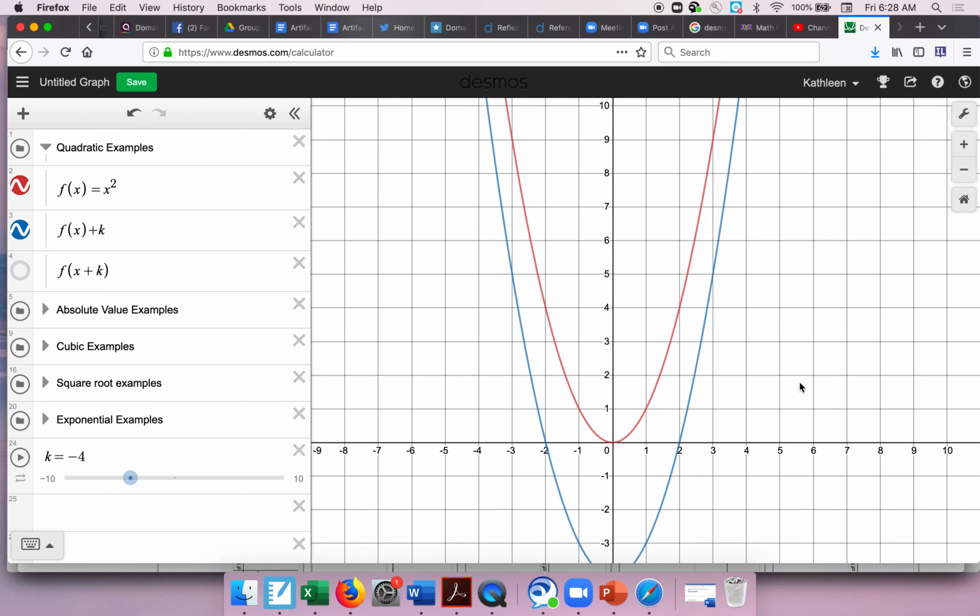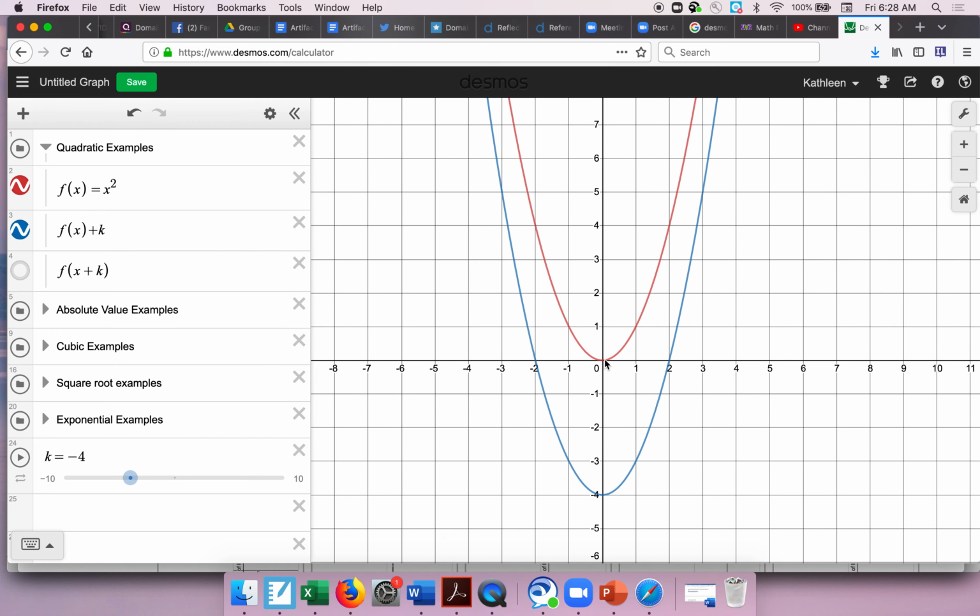Okay. Notice that every point moved down 4. Not just this point moved down 4. Let's look at the point that was up here at 4. Boom, it moved down to 0. Or this point that was at 4 moved down to 0. Look at the point that was here at 1. It's going to be at negative 3. Okay, so every point on the red graph moves down 4. Right? Same thing if I moved it up, they'd all move up the same amount.